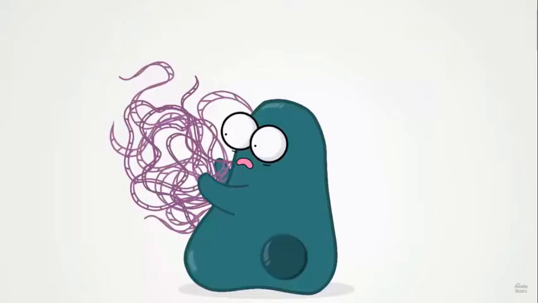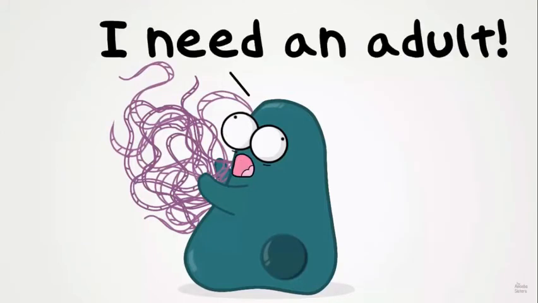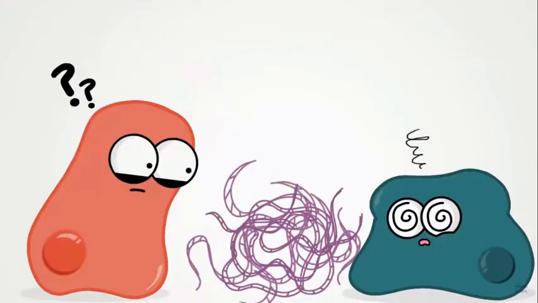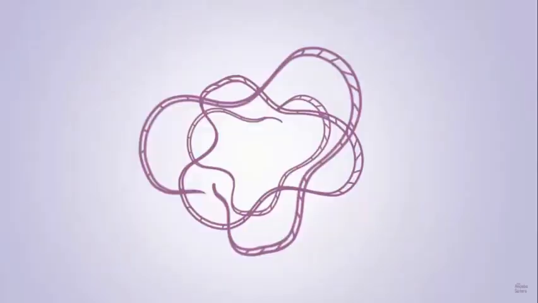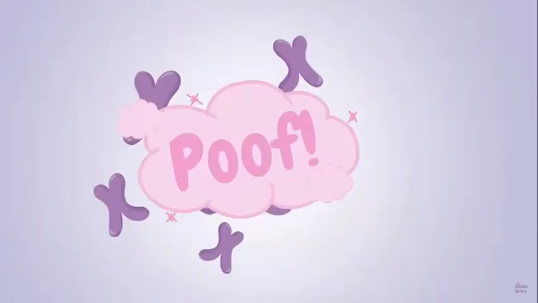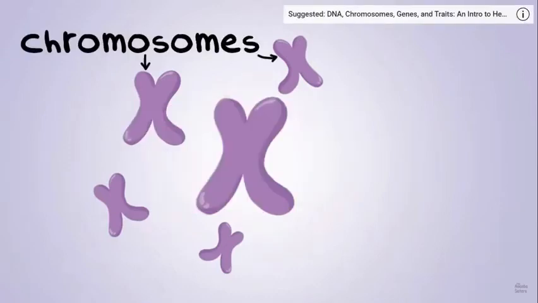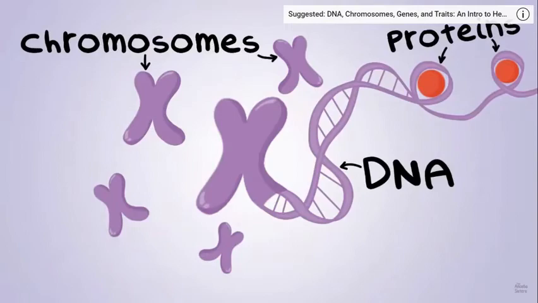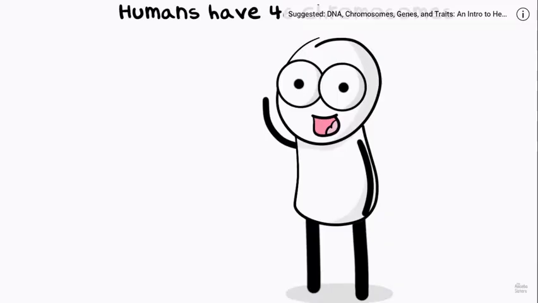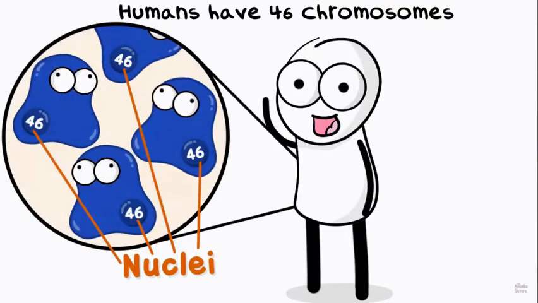Very important. The problem is you've got a lot of DNA, and we've got to get that DNA into the new cells using mitosis. So there has to be a better way to organize that DNA. Well, what actually happens is that DNA can be organized into these condensed units called chromosomes. Chromosomes are made of DNA and protein. You've probably heard before that humans have 46 chromosomes. That means 46 chromosomes are found in most human body cell nuclei.